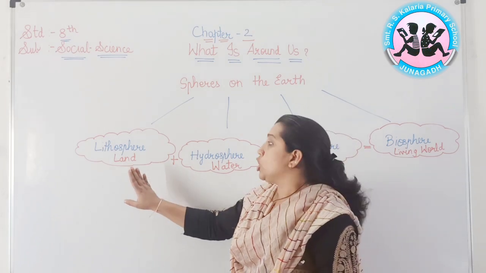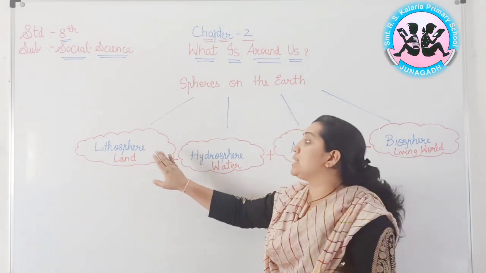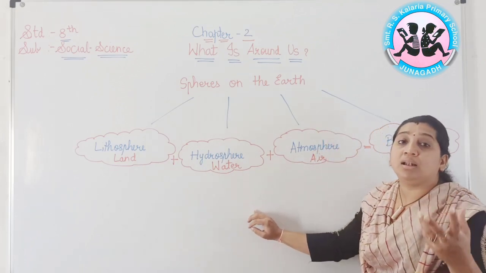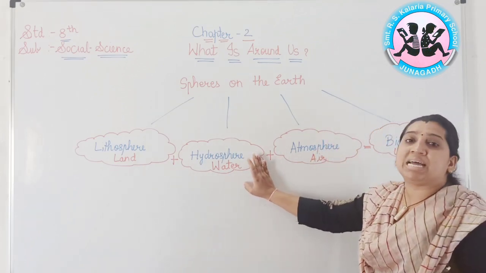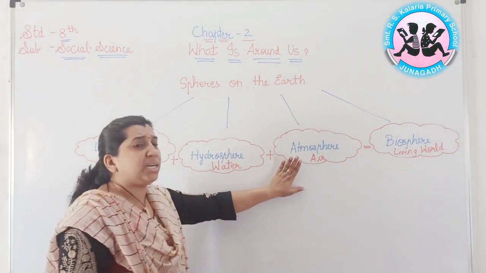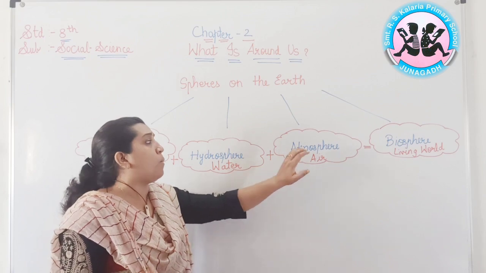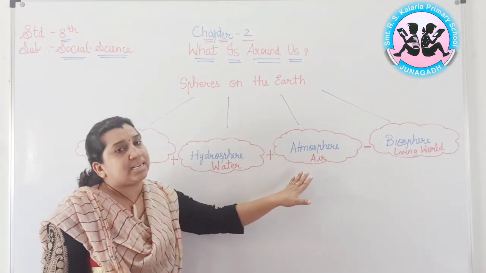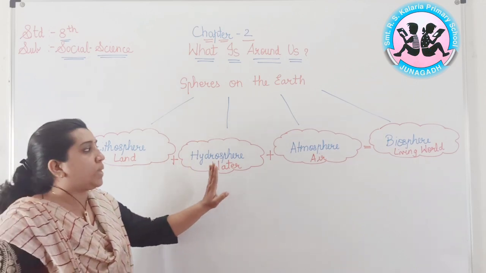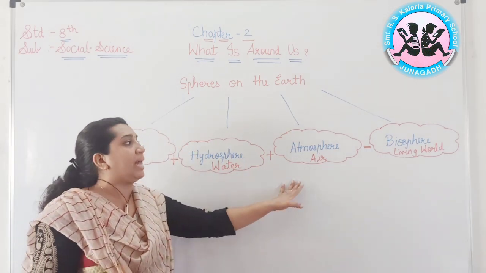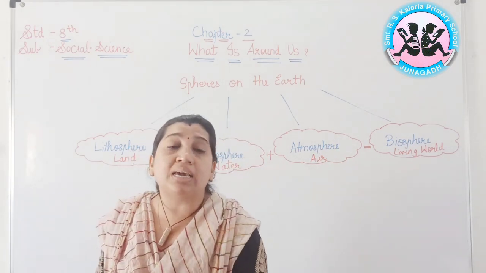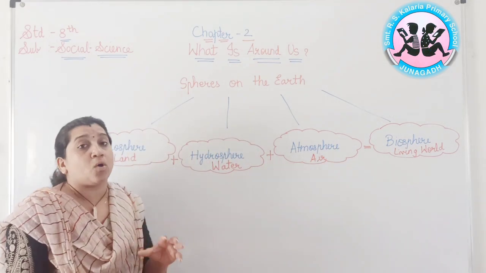The first is the solid form, known as the lithosphere, that is land. The second, in the liquid form, is known as the hydrosphere, that is water. The third one converted into the gaseous form, that is the atmosphere, that is air. Now the combination of the lithosphere, hydrosphere and atmosphere all together makes the biosphere, where we are able to see the living world on the surface of the Earth.